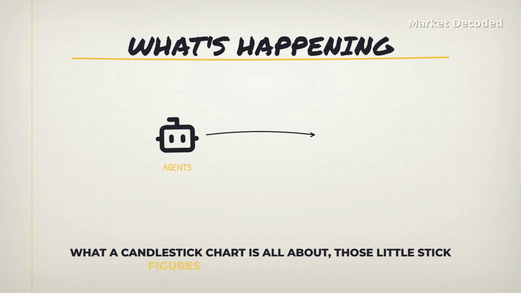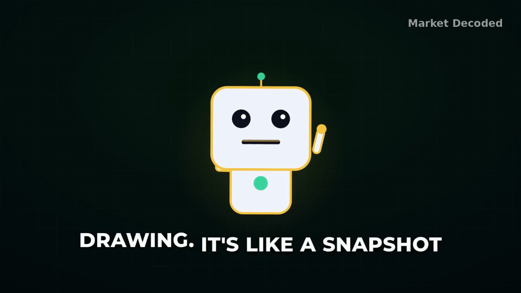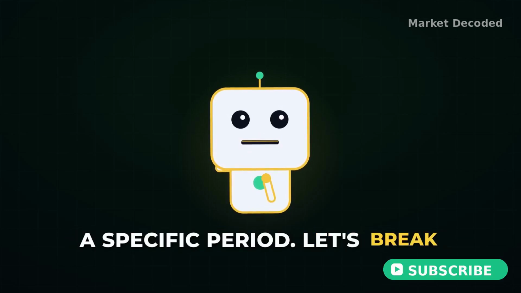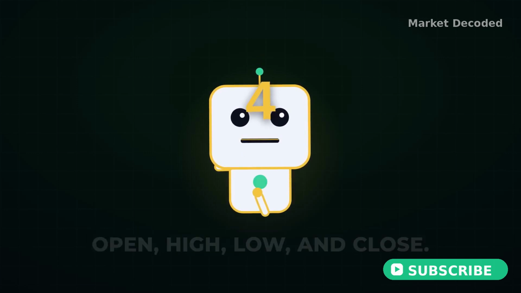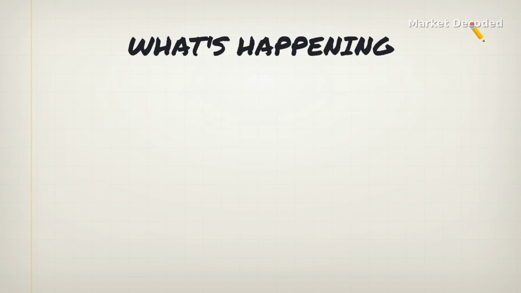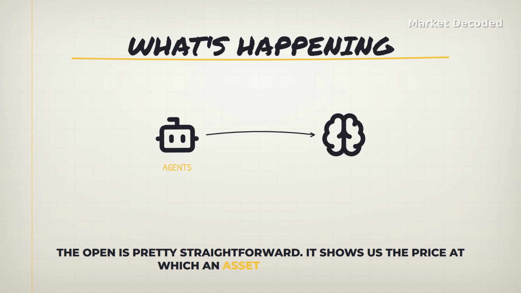Okay, so now that we know what a candlestick chart is all about, those little stick figures with candles on top or bottom, it's time to dig deeper into their components. A candlestick chart isn't just a fancy drawing. It's like a snapshot of the market's behavior over a specific period. Let's break down the four main parts: open, high, low, and close. The open is pretty straightforward. It shows us the price at which an asset started trading for that particular session or time frame.